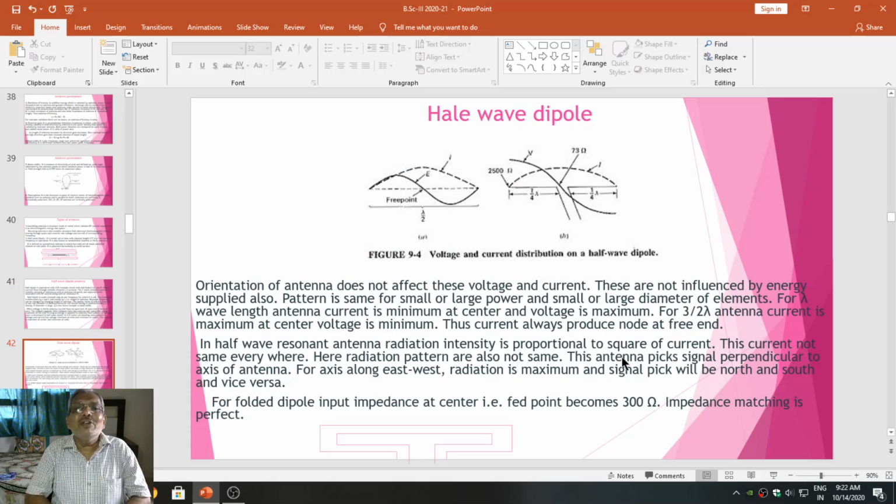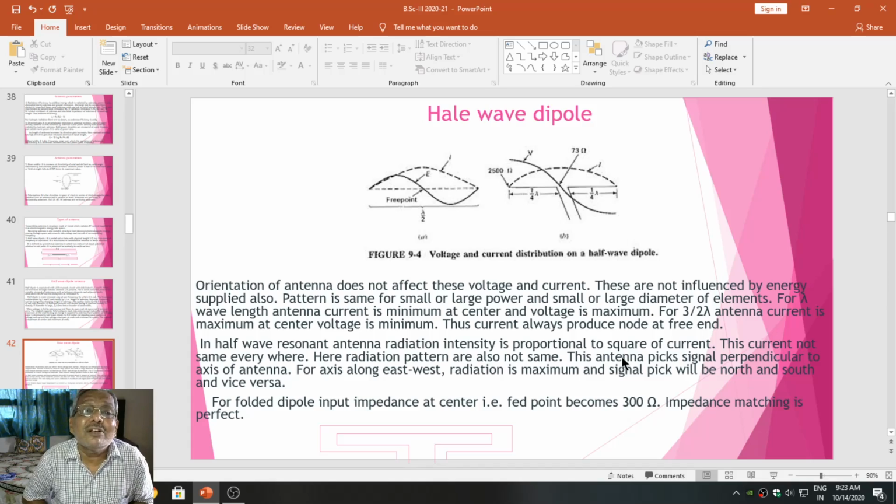If you look at that particular figure, it is represented that current is maximum at the center and it is minimum at both the ends of the rod. Current is represented by I in the figure for the lambda by 2 antenna, whereas voltage is represented as E.